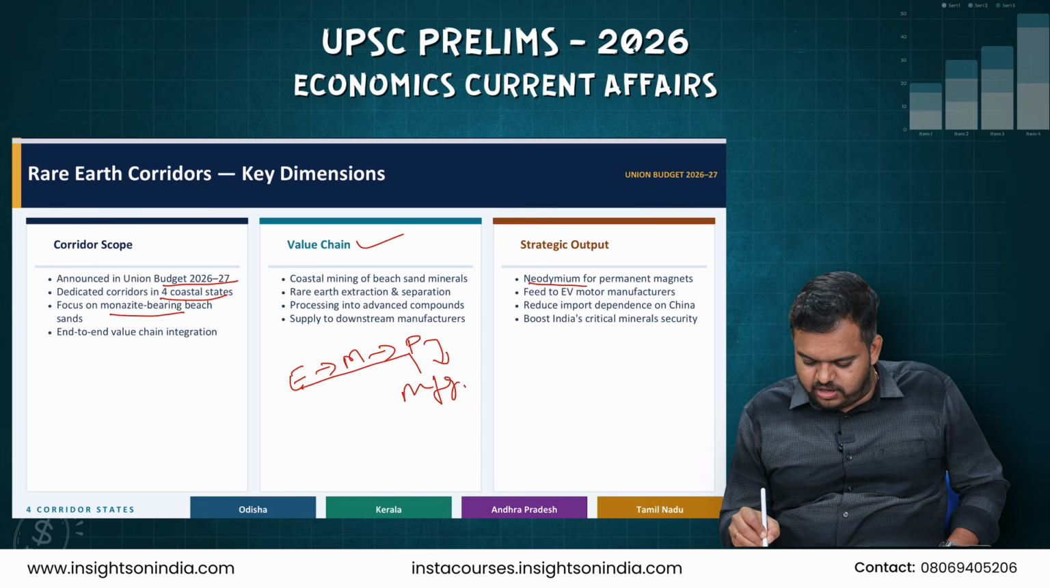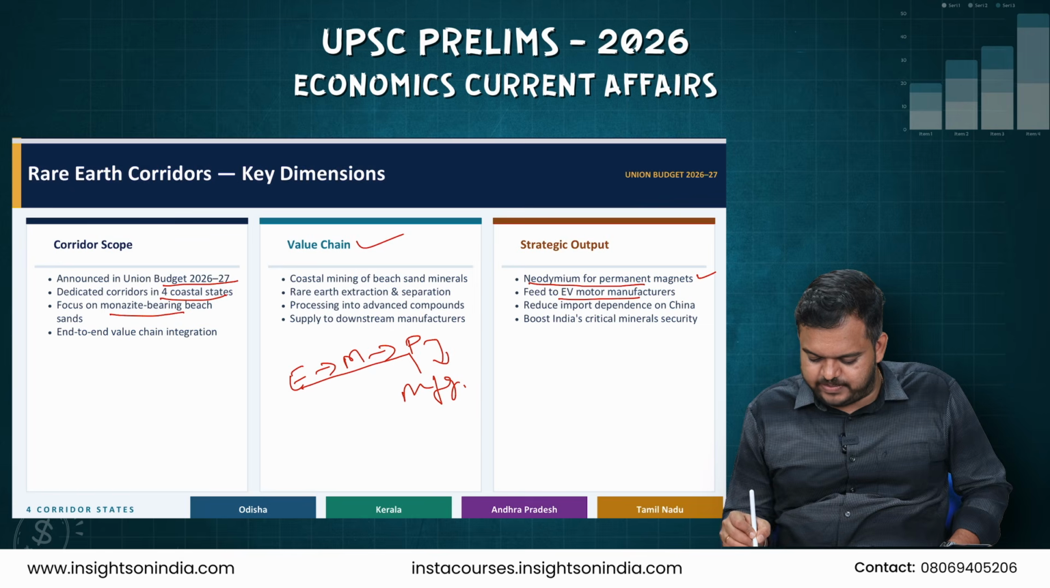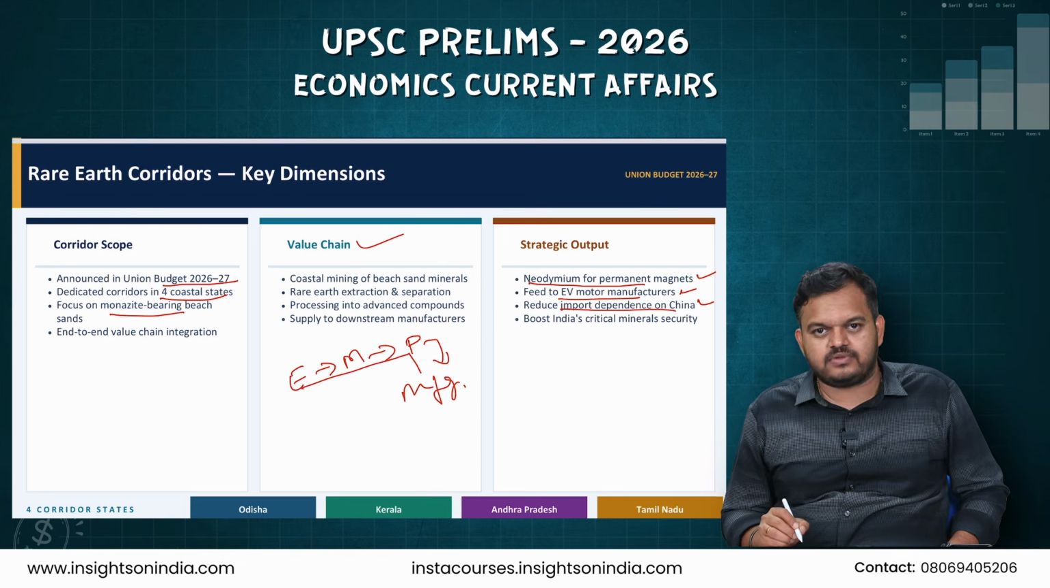Especially neodymium for permanent magnets. Permanent magnets are very crucial with respect to electric vehicle motor manufacturing, to reduce the import dependence on China. Right?